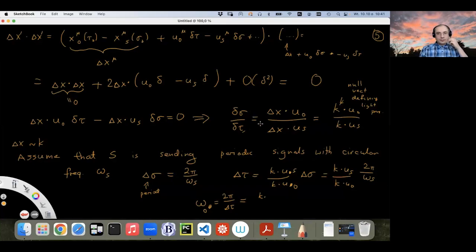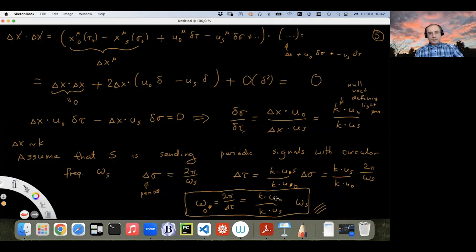let's have a look at that. k times u_o over k times u_s, omega_s. Yes, I think so. So that's the Doppler shift formula.